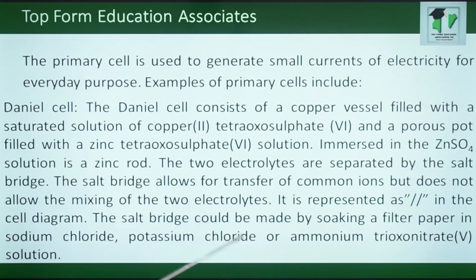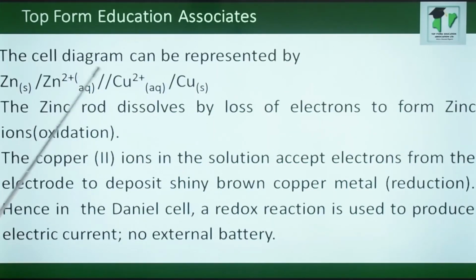The salt bridge could be made by soaking a filter paper in sodium chloride, potassium chloride, or ammonium nitrate solution. The cell diagram for a Daniell cell can be represented as this. This is the zinc rod that is immersed in a zinc salt solution, while this is the copper sulfate salt that is going to be deposited as copper solid.